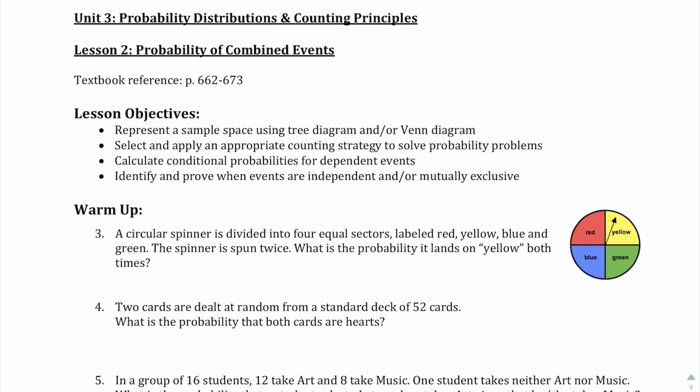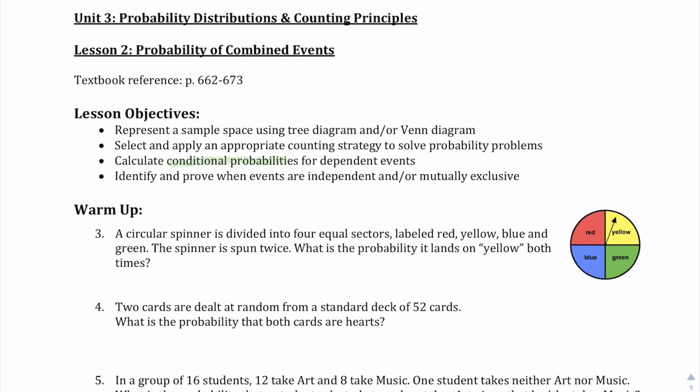All right, pre-calc students, welcome to lesson 2 of the probability unit. Our focus for this lesson is going to be on combined events. When we talk about combined events, we're talking about conditional probabilities.